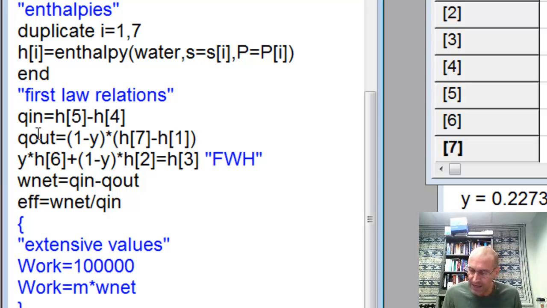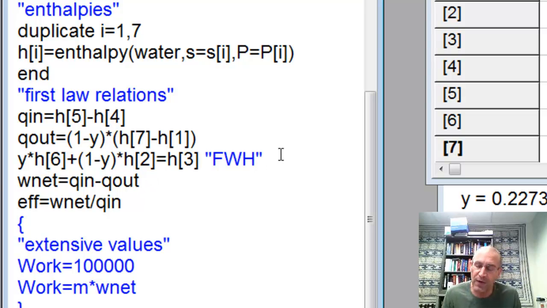relations. The heat input to the boiler, that's the difference between 5 and 4. I'm doing everything on a per mass basis here. The heat output in the condenser, that's 7 to 1. Now note, only 1 minus Y is going through the condenser, so I have to weight that by 1 minus Y, which is actually good. Helps my efficiency because I'm losing less heat out.